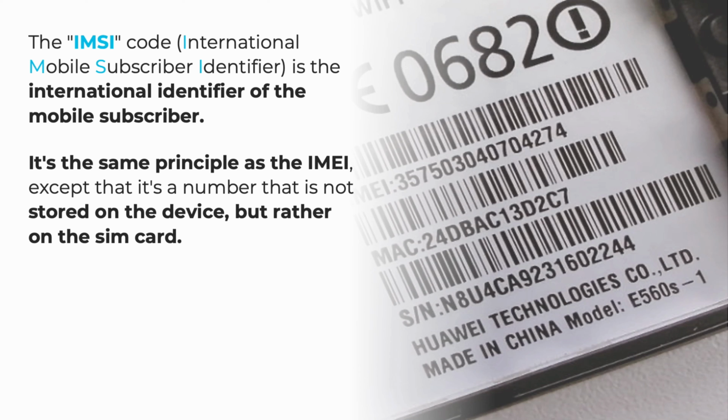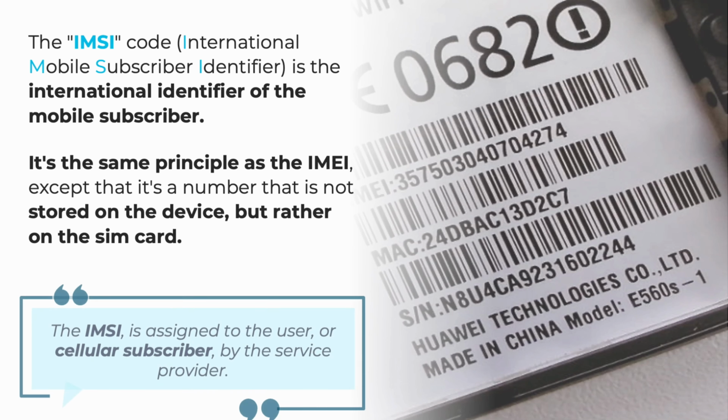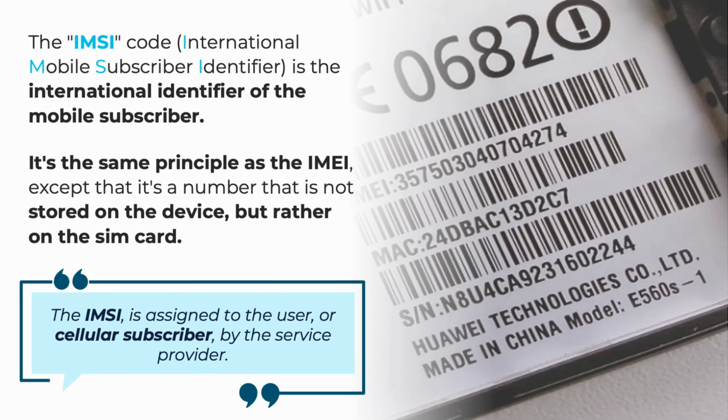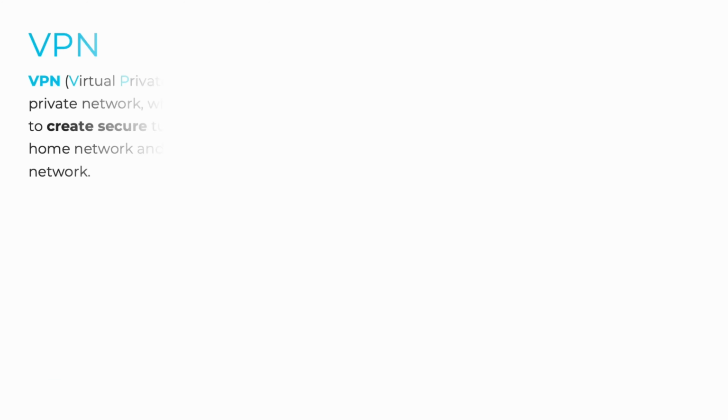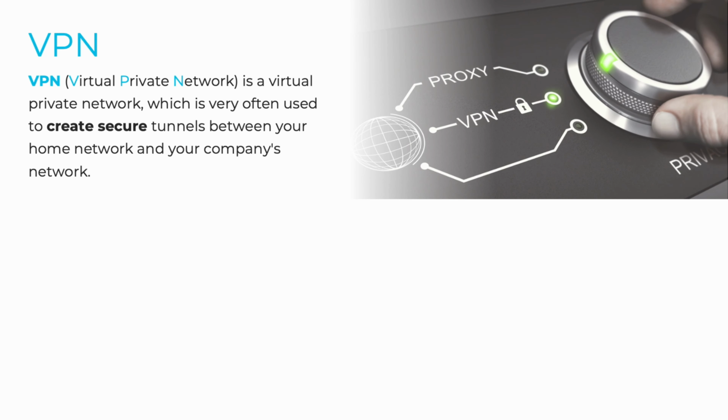It's the same principle as the IMEI, except that it's a number that is not stored on the device, but rather on the SIM card. The IMSI is assigned to the user or cellular subscriber by the service provider. You just have to remember that the IMEI is the phone and the IMSI is you, because the SIM card is, in general, in your name.